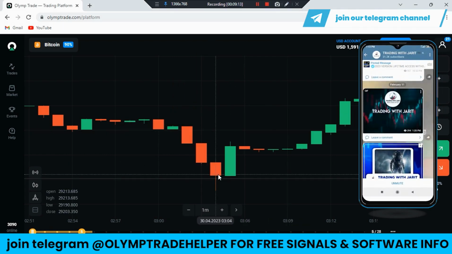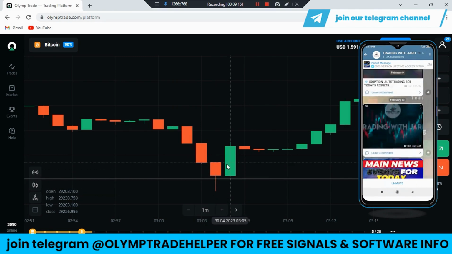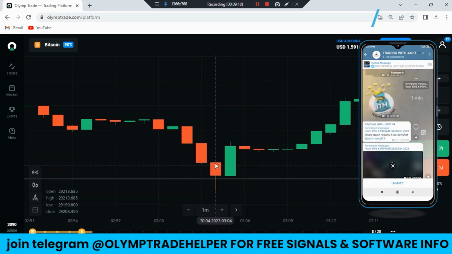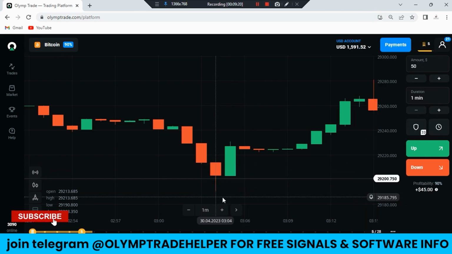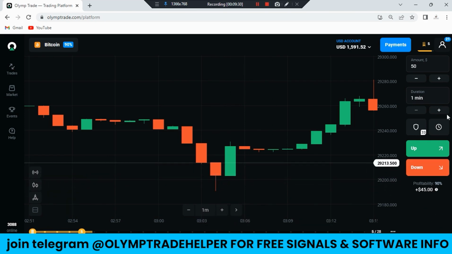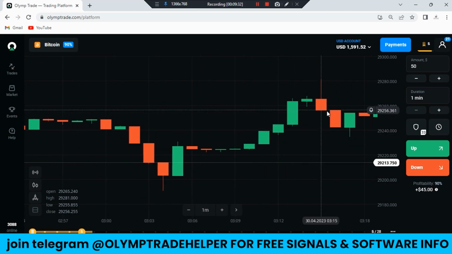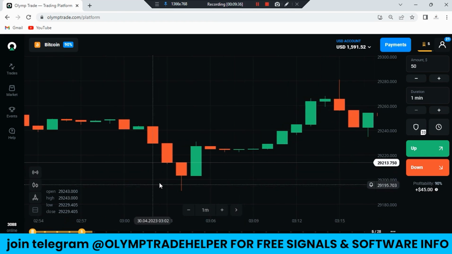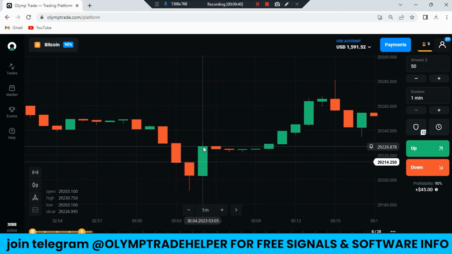The color of the candlestick does not matter. Here you have to see only one thing. Is the shadow of the present candlestick greater than 50% of its body or not? If it is, then in which direction is it? If there was a shadow in the upper direction, then we had to take the put trade here. If there is a shadow in the lower direction, then we have to take the up trade here.